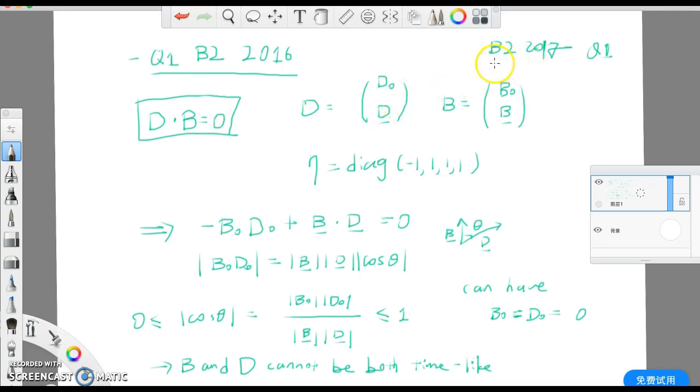So actually, question 1 of the 2017 paper also has a fatal mistake, and I don't know why that appears in an exam paper, but you should be careful when you see this. Just write down what you think is correct, because from my experience, exam papers can have mistakes, and it's quite normal.